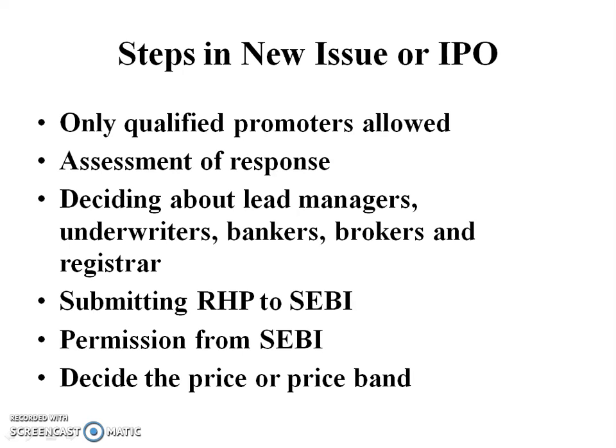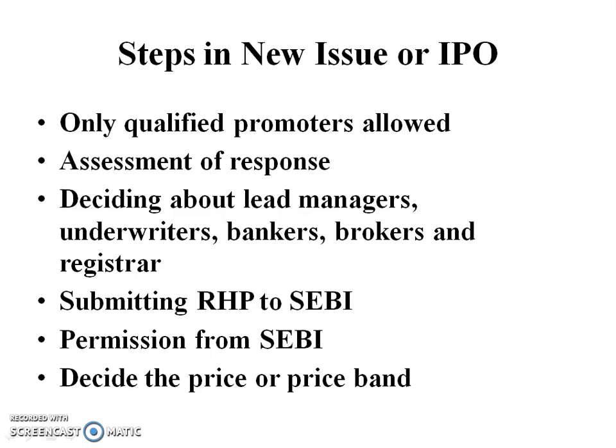The promoters decide about the lead managers, bankers, underwriters, brokers to the IPO, and the registrar. The promoter then submits the red herring prospectus to the regulating authority, which has all the details of business. SEBI is the regulating authority in India. After obtaining the permission from the SEBI, the price band of the share is decided.